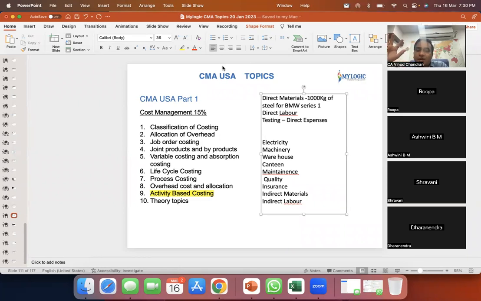Direct material, direct labor, direct expense, you can trace the value at any given point of time. That is clear, because your cost accountant will be directly maintaining a record. Everyone with me? Yes, sir.